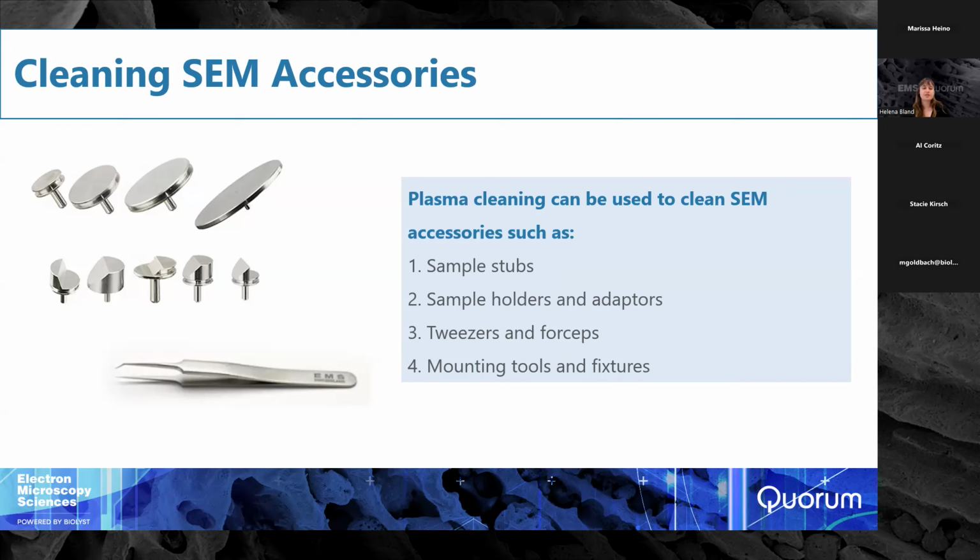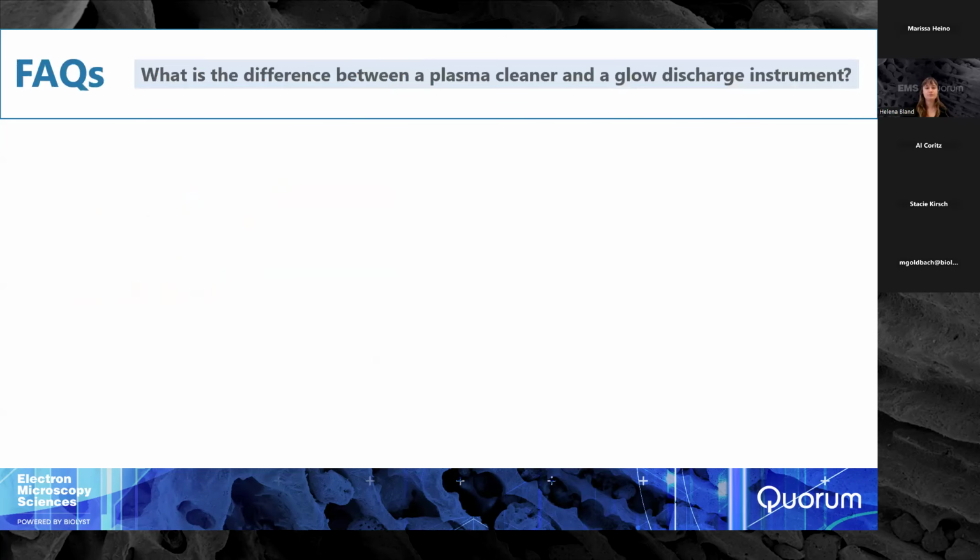You can also use plasma cleaners to clean any of your accessories associated with electron microscopy, so sample stubs, sample holders and adapters, tweezers, and also mounting tools. You can use a very high power on these types of materials because they are metal and they can withstand quite a high power. It just means that you're making sure that everything you're using for your electron microscopy is nice and clean and is not going to cause any contamination.